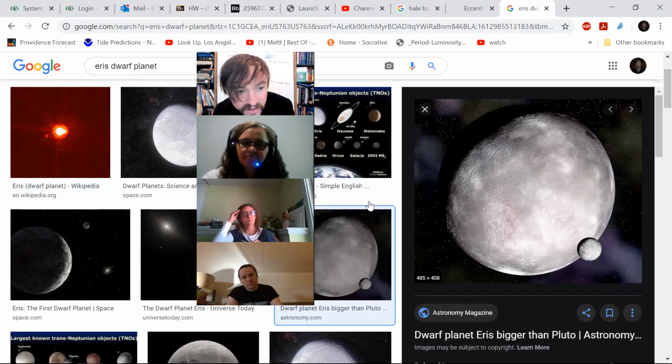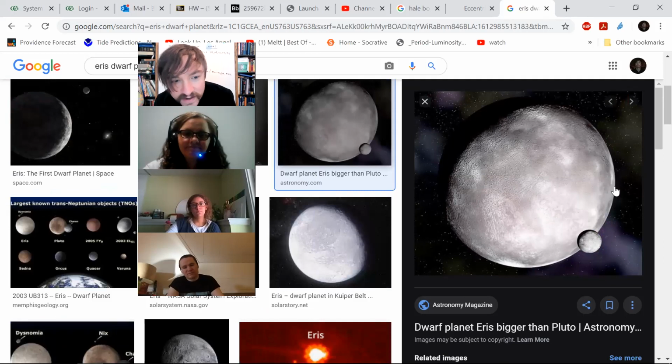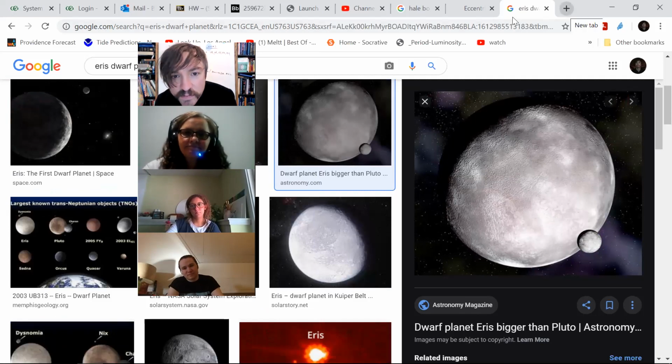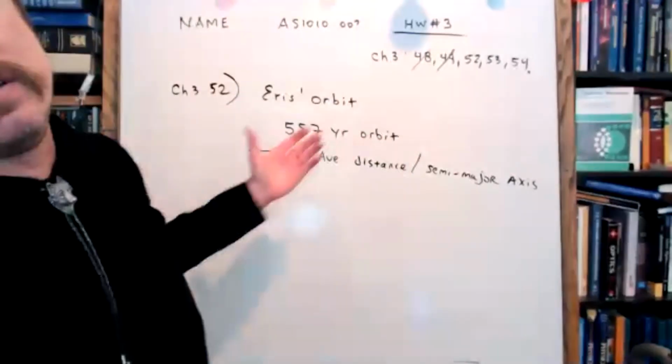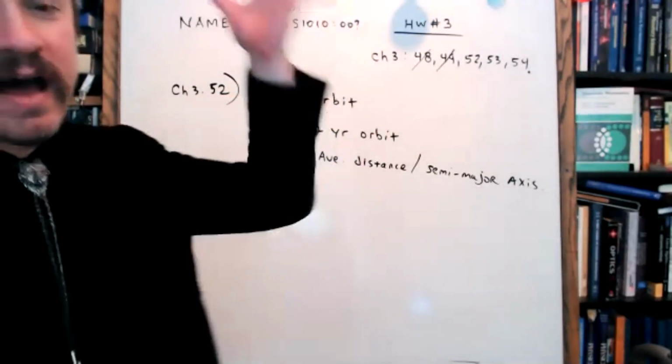So here's an artist illustration of what Eris might look like. This is a pretty good one, actually. And of course, they're basing it off of what we know Pluto to look like. Anyways, what should I do, class? This is a real easy problem. We know it has a 557-year orbit. How, oh gosh, could I ever find its average distance, the semi-major axis?